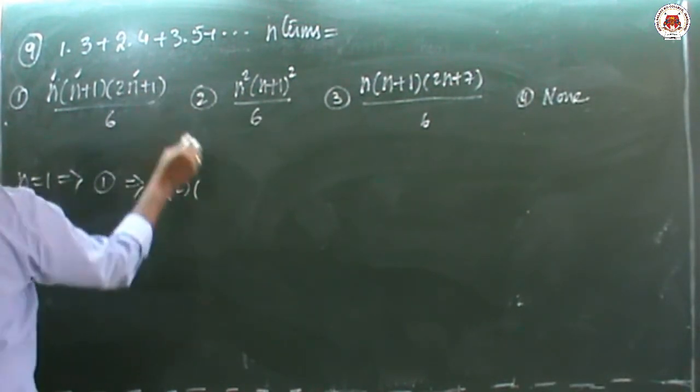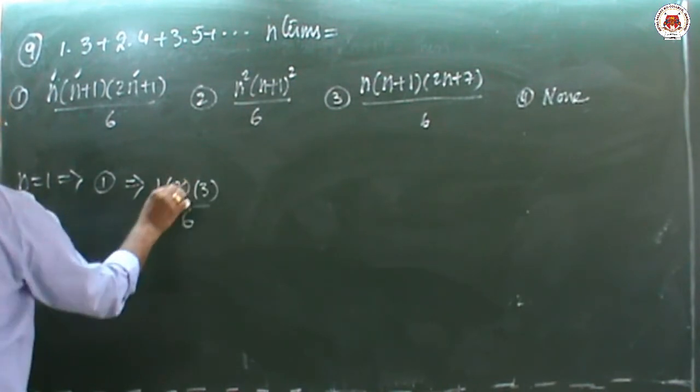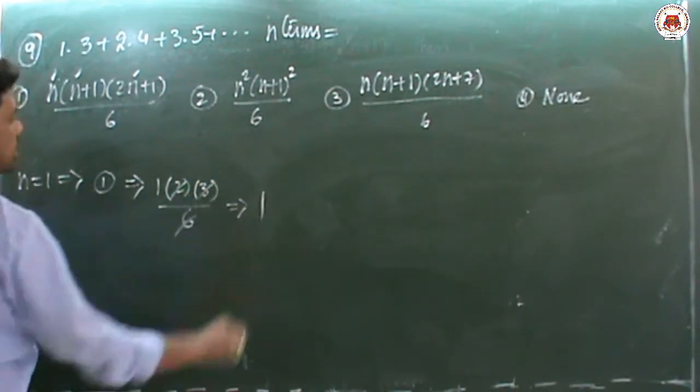Here 2 1s are 2. 2 plus 1 is 3 by 6. 2 3s are 6, cancel. What is the answer? 1.